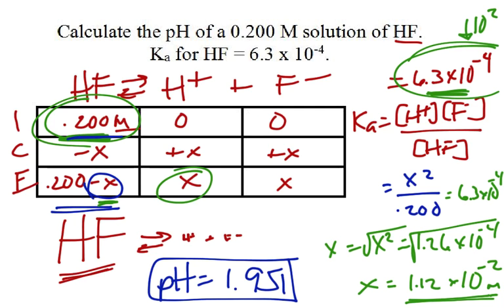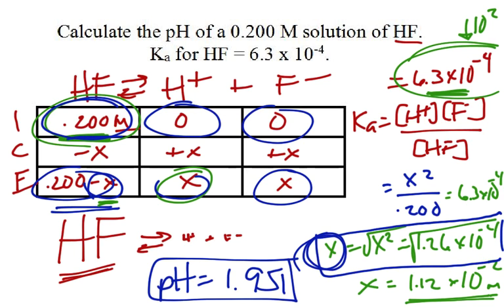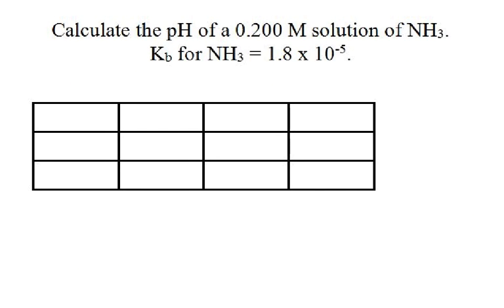Now, this is a really standard icebox problem, where we start off with an initial value, 0 and 0, minus X, plus X, plus X, and we get a value here, X and X. When we get down to this point, we can see that X is equal to the square root of this number times this number. That's where we got the 1.26 times 10 to the minus 4. So we're going to come back and do this again as a shortcut. Let's try another problem. Okay, here we have NH3.